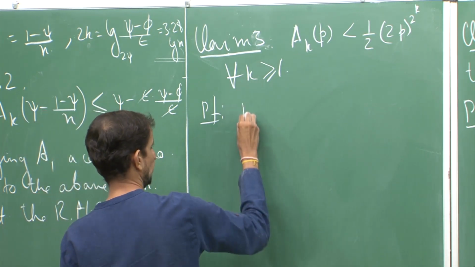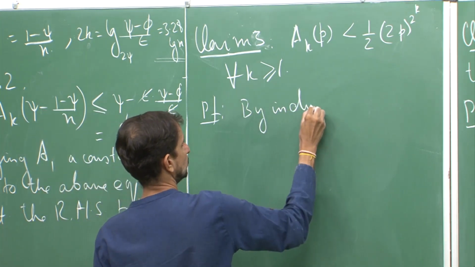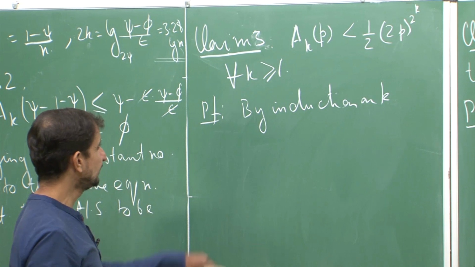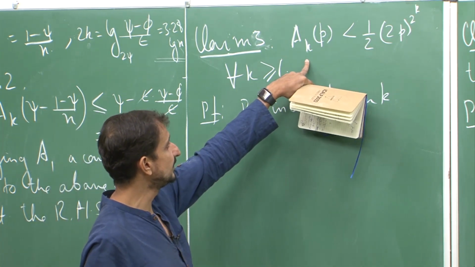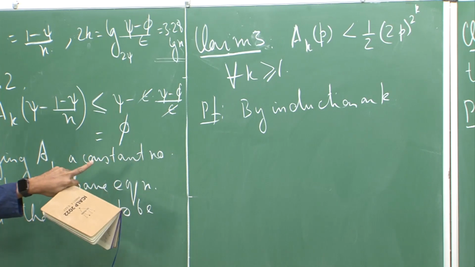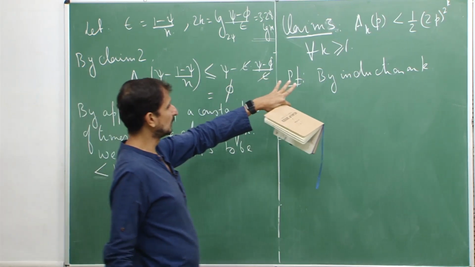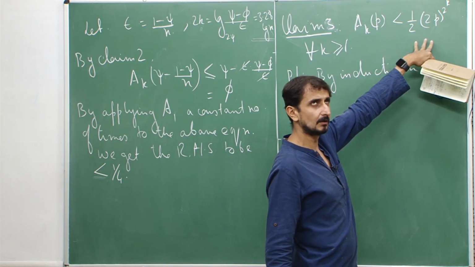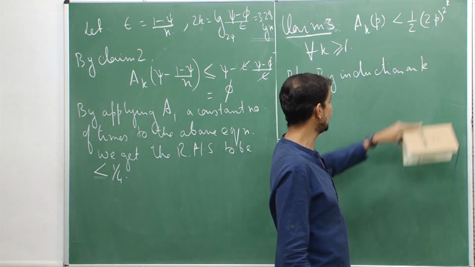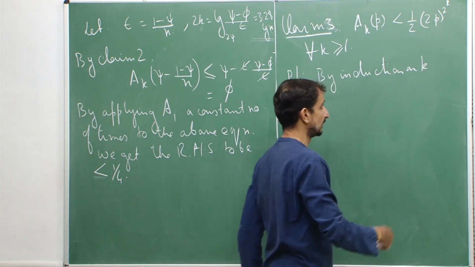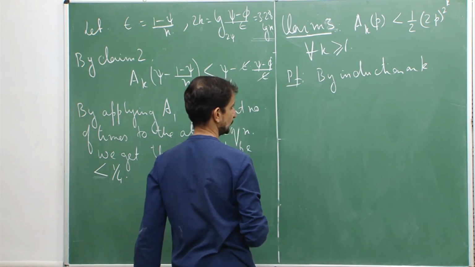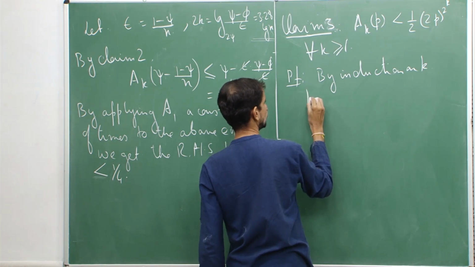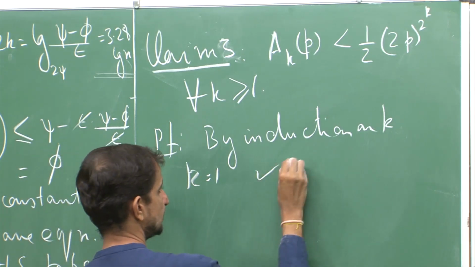So, for k equal to 1, you can see this easily. A_1(p) is nothing but, what was A_1(p)? A_1(p) was 2p squared minus p to the power 4, right. So, essentially it is less than or equal to 2p squared. So, on the right hand side I get half of 2p squared. Okay. So, for k equal to 1 it is clear, k equal to 1 is done.